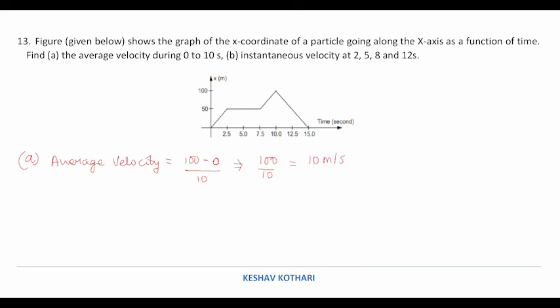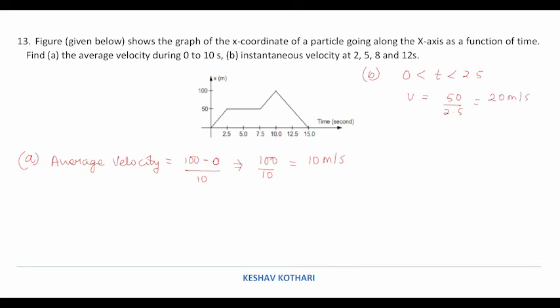Now the question is talking about the instantaneous velocity at 2, 5, 8 and 12 seconds. Between the time duration t equal to 0 to t equal to 2.5, the velocity is constant, and we can calculate it as the slope of the graph, 50 by 2.5. So at any point between 2 second and 2.5 second, the speed is going to be 20 meter per second.